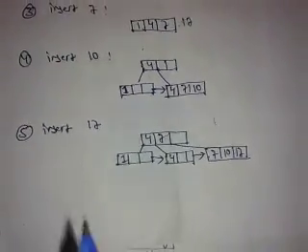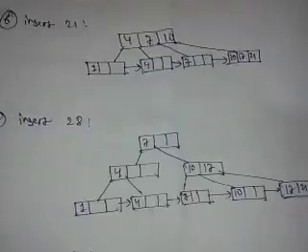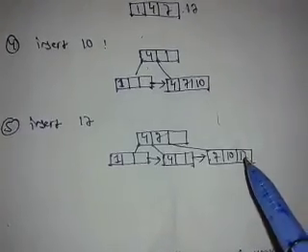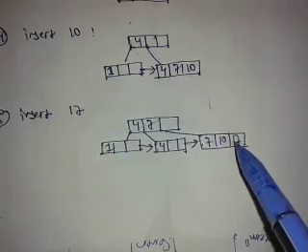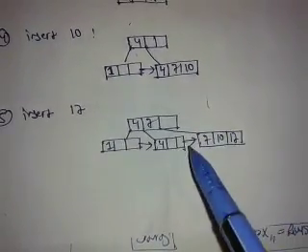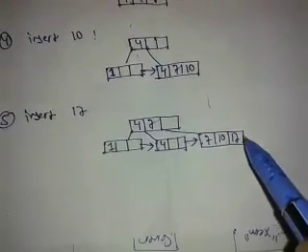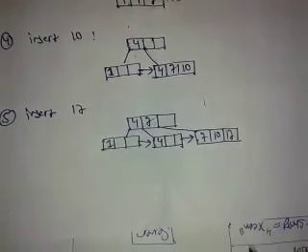Now we are done with the insertion of 17. The next element we need to insert is 21. In the previous insertion we added 17. Now here we need to insert 21 because 21 is greater than 17. If we insert 21 here, it will violate our condition. The maximum capacity of any node is 3, but if I insert 21, it will be 4. So we need to follow the same step.